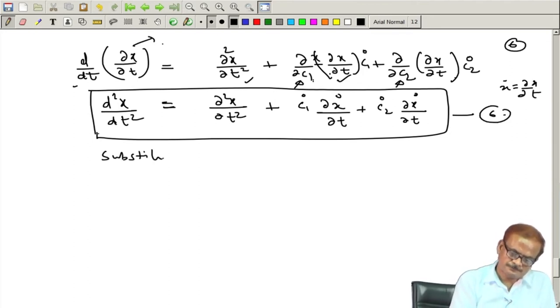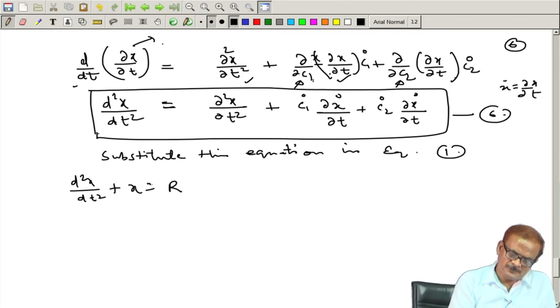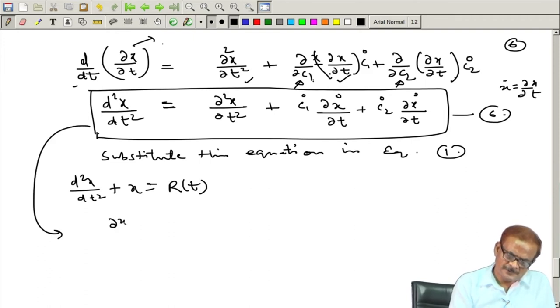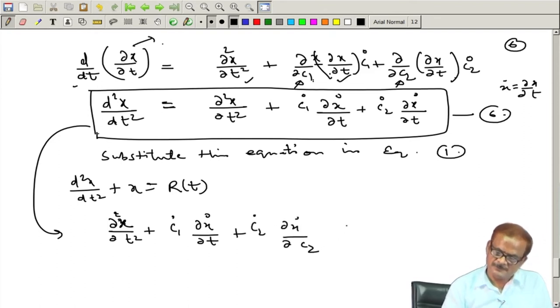Substitute this equation in equation 1. So, what do we get? Equation 1 was d square x by d t square plus x equal to r t. Okay. So, if we substitute this here, we get this as dou square x by dou t square plus dou x by dou t plus c 2 dot dou x dot by dou c 2 and plus x equal to r t.